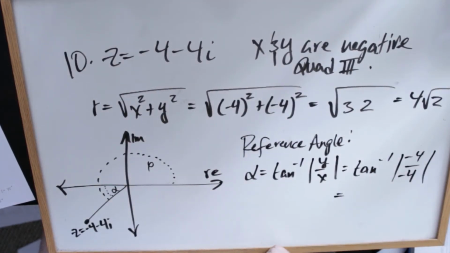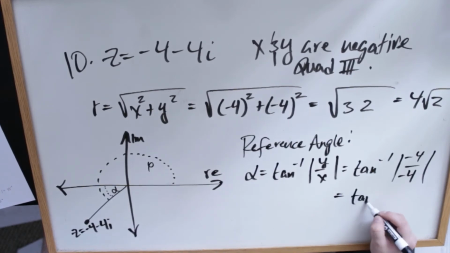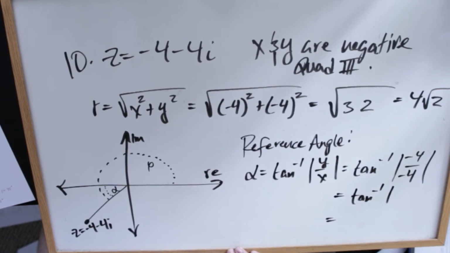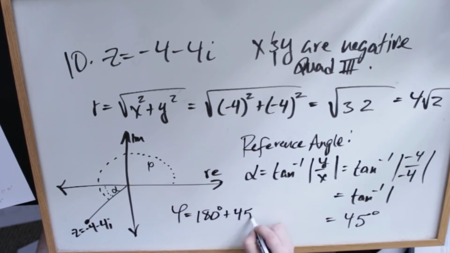So that's equal to the inverse tangent of 1, and if you go back to your unit circle, you can find that, or you can just punch that into a calculator and you're going to get 45 degrees. The calculator method works in this case because 1 is a very easy number to work with. So the reference angle is 45 degrees, and phi is equal to 180 plus 45 degrees, which is equal to 225.